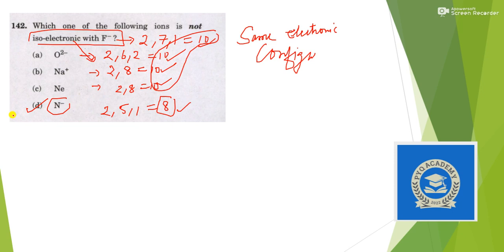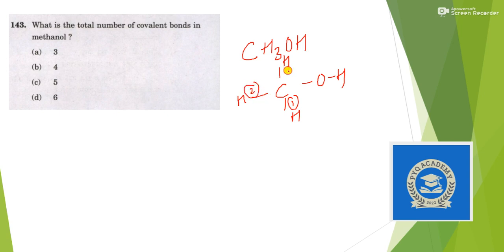Okay, let's come to next question. What is the total number of covalent bonds in methanol? Methanol is nothing but CH3OH. If you write the structure, it will become OH, H, H, H, and all these bonds are covalent bonds. So let's count 1, 2, 3, 4, and 5. So our answer is option C. Very simple question.